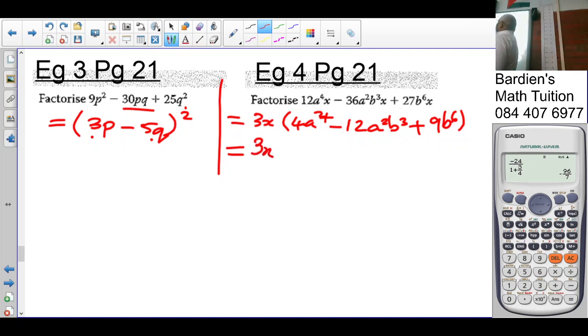Okay. So what is the square root of 4a^4? 2a squared. What's the square root of 9b^6? 3b cubed. And here goes minus square. Let's check for the middle term. What is 2a squared times negative 3b cubed? It's going to be negative 6a squared b cubed, times 2, so negative 12a squared b cubed. Is that the case? Yes. So there we go.